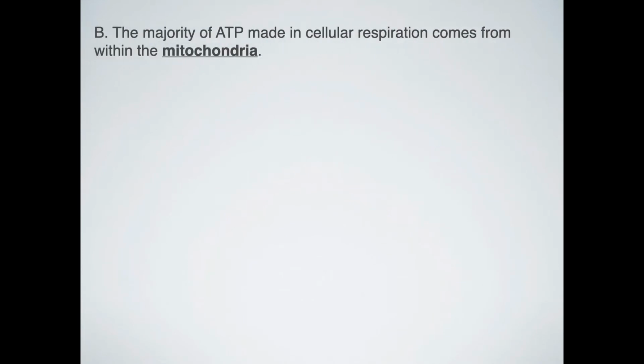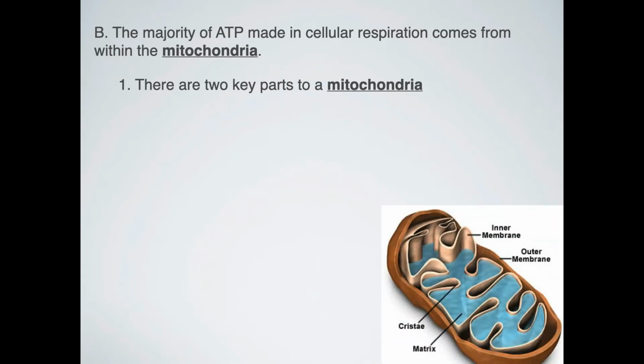So the majority of ATP are made through the mitochondria. We just said that, right? And there are two key parts to the mitochondria. So remember, for photosynthesis, we had the chloroplast, and the chloroplast had two key parts. Well, the mitochondria also has two key parts on the inside. In fact, it looks even a little simpler than the chloroplast does.